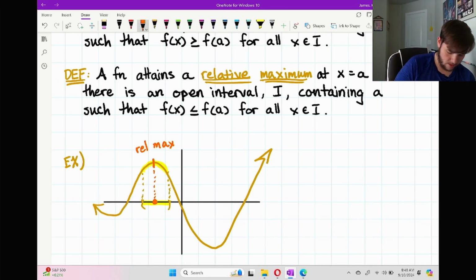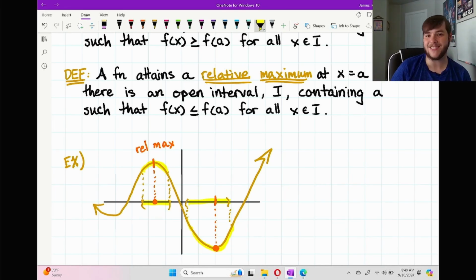That said, here right around 2 would also be a relative minimum, because I can take some interval, and it doesn't have to be the same size on both sides. And when I map that back up to the function, I get that this orange point is the smallest point in that interval. So a relative maximum is the biggest point around, and a relative minimum is the smallest point around.